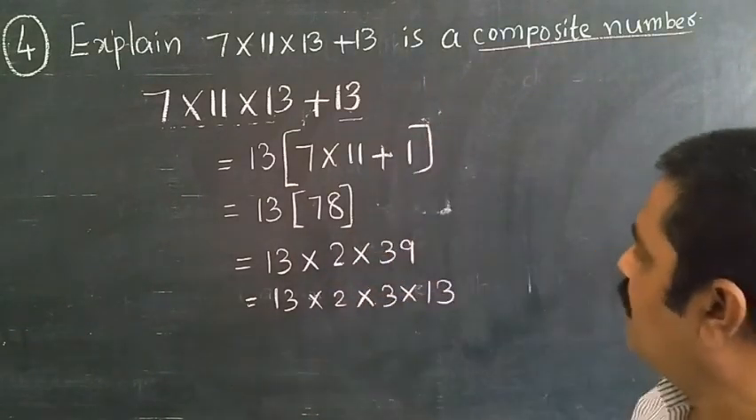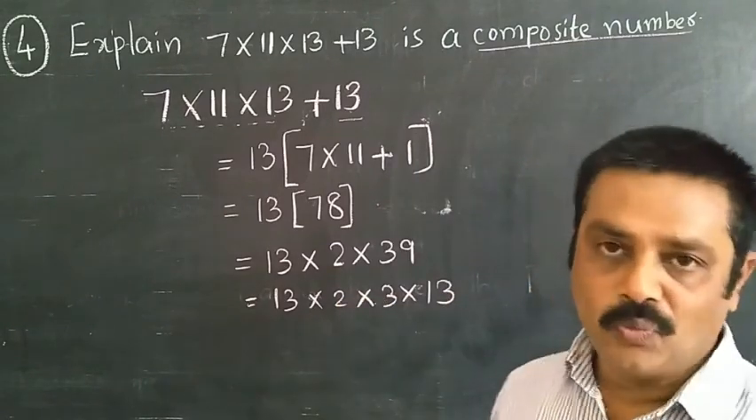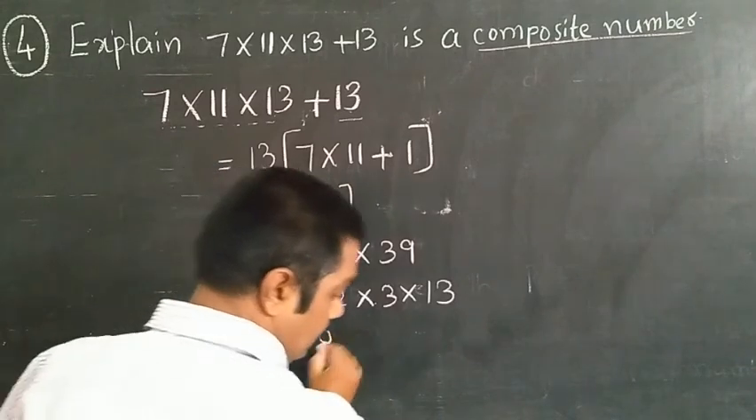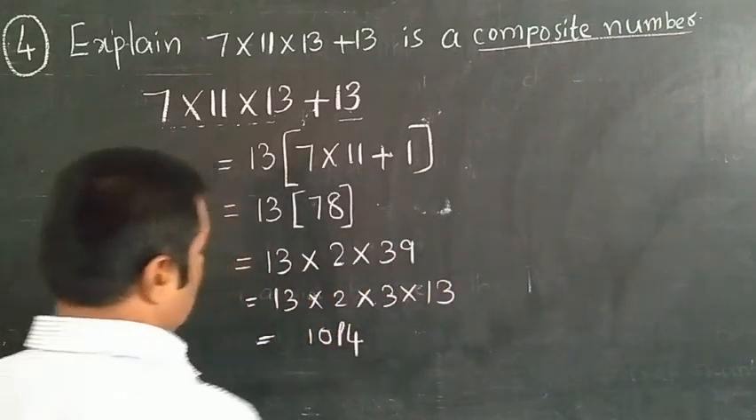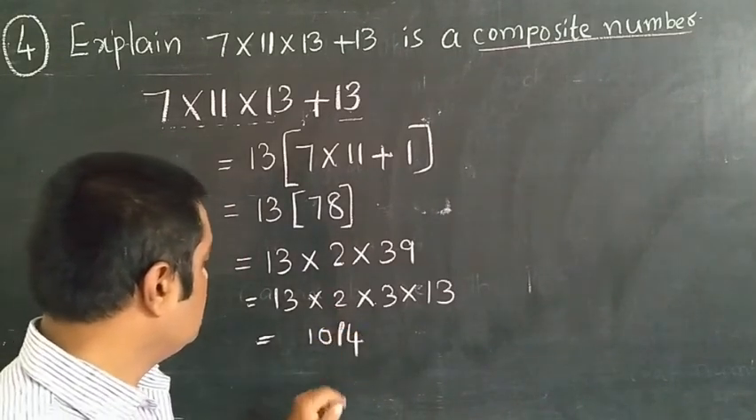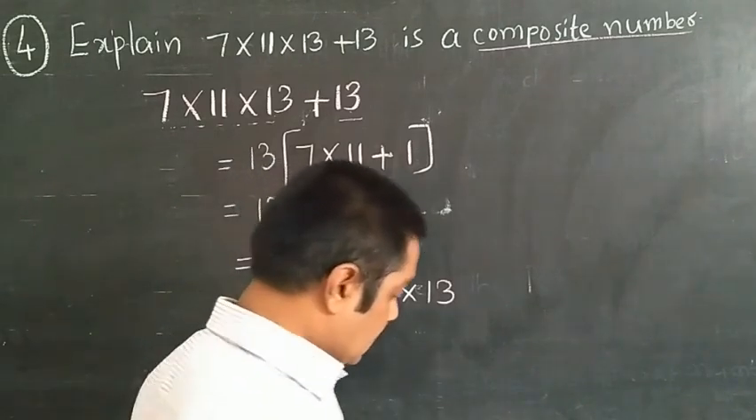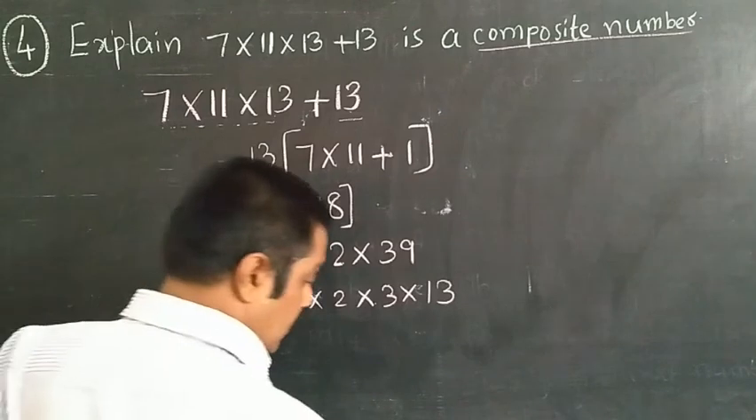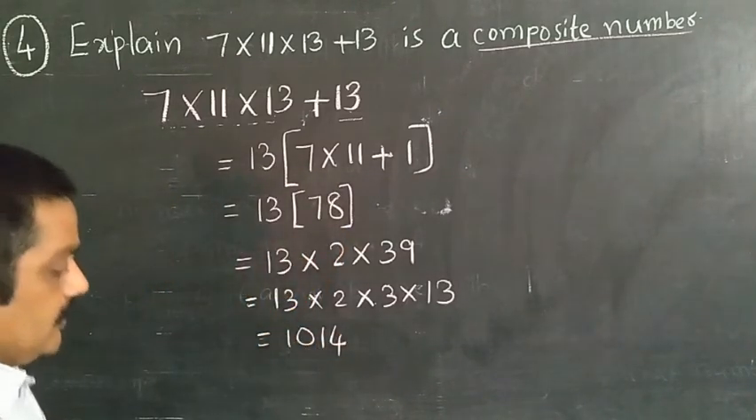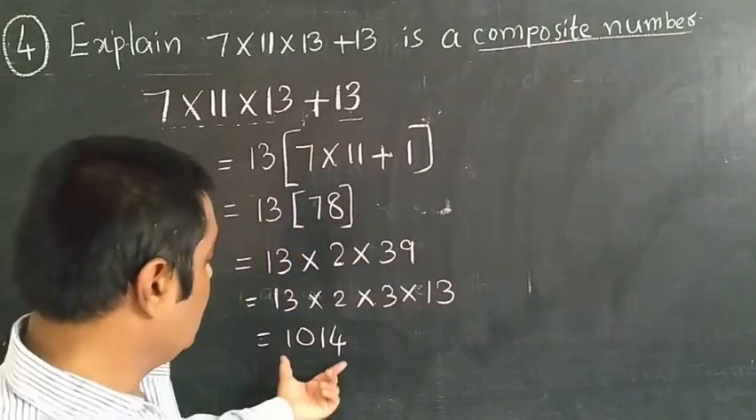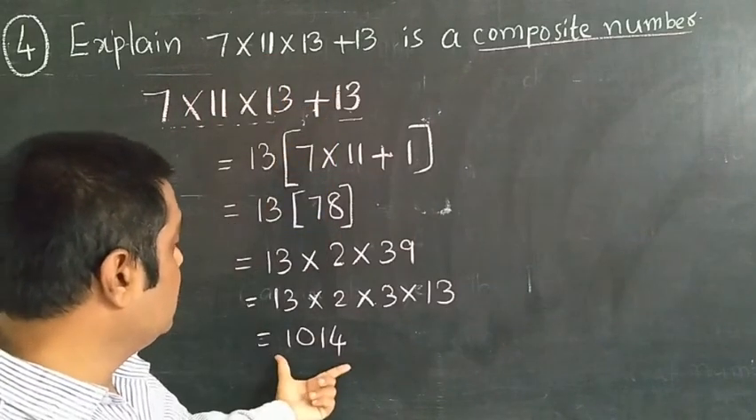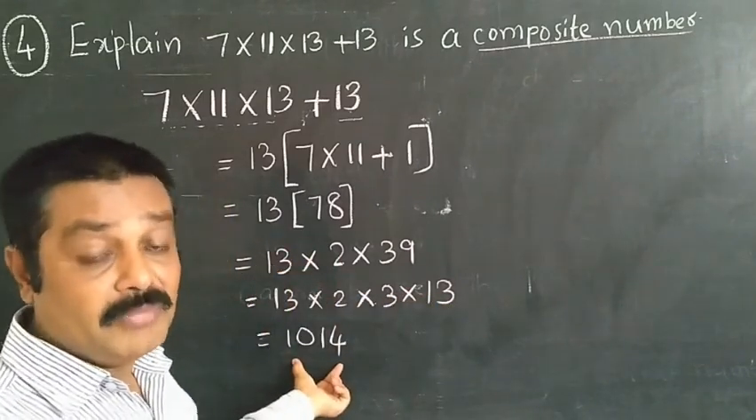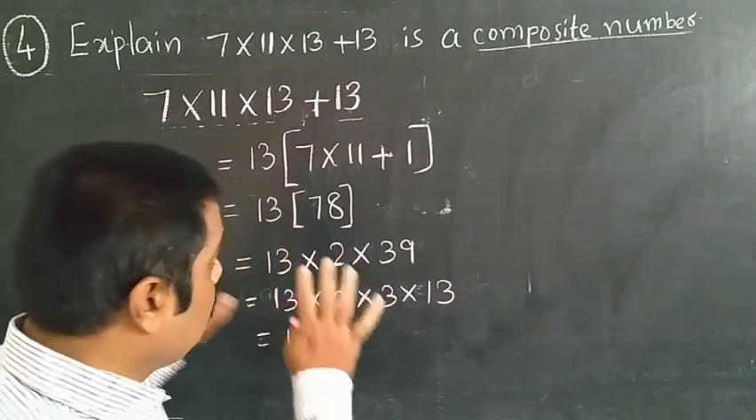This number is divisible by 2, 3, 13 and also 1. When we multiply this total number, we have to get maybe 1014, I think. Okay, I'll check once. 13 into 78, this is 39, 78 already is there, so that 1014, yes. This total number is 1014. This 1014 is divisible by 2, 3, 13, and 1. And 1014 also has more than 3 factors. That's why it is a composite number.